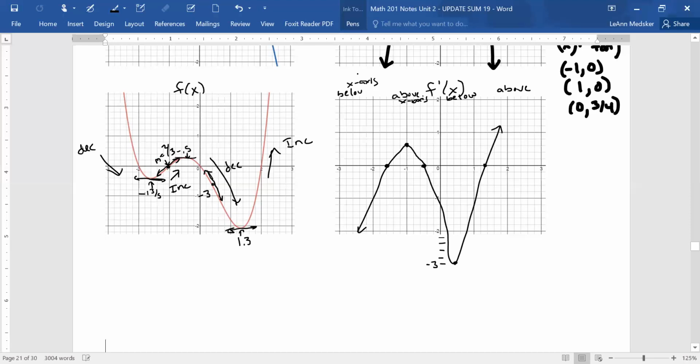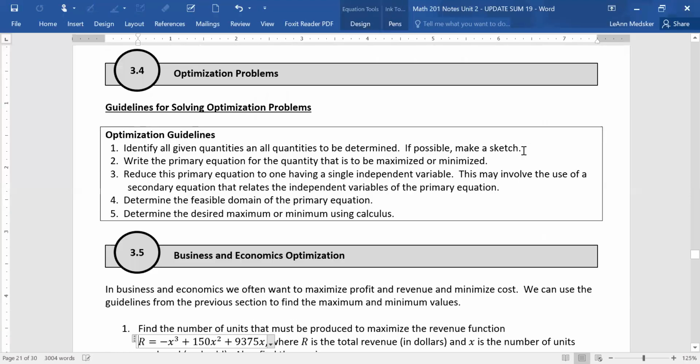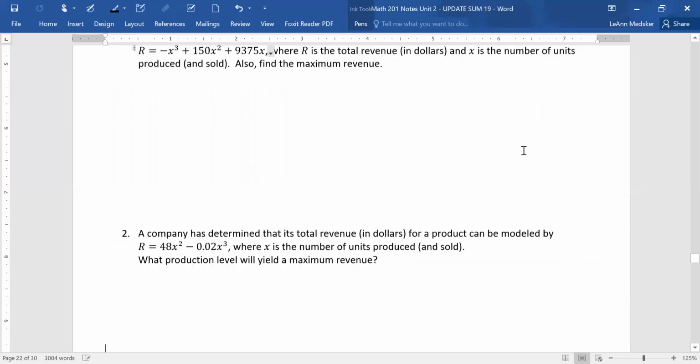So below the x-axis, because we were decreasing in the original function, above the x-axis because I had positive slopes, below the x-axis because I have negative slopes again, above the x-axis because I have positive slopes. So again, not on your test, but it's a good skill and it helps you to visualize what's really going on when you're talking about the derivative.